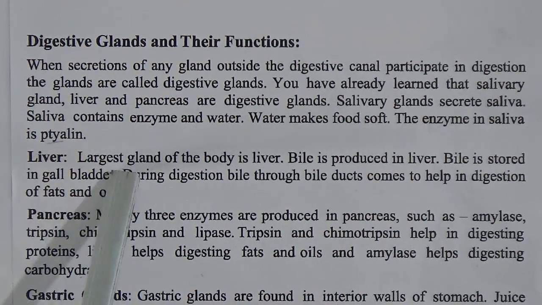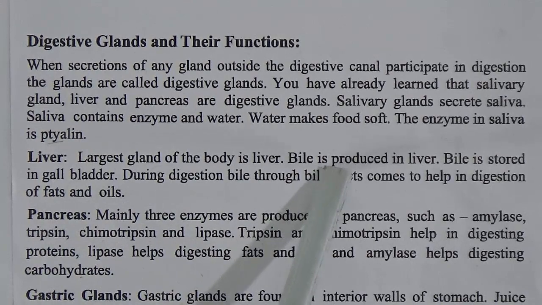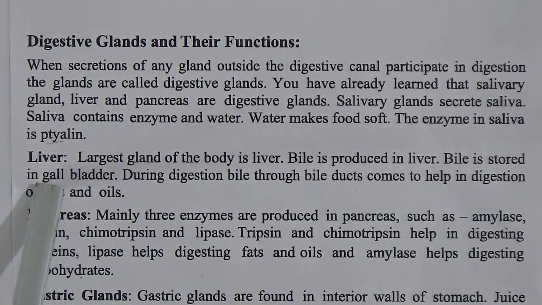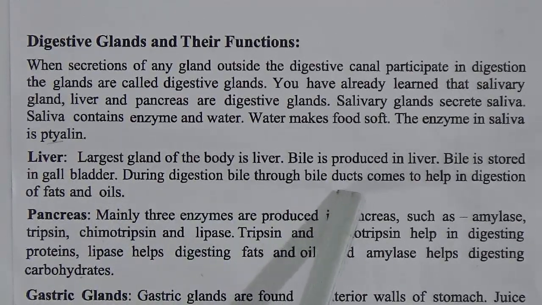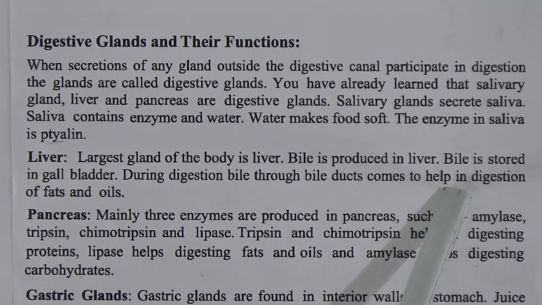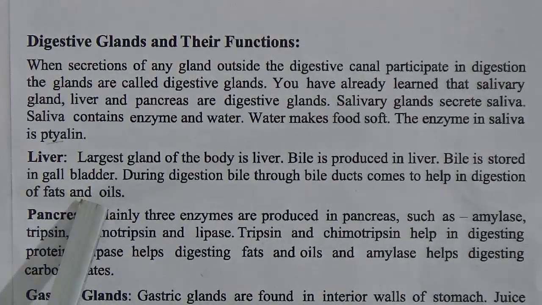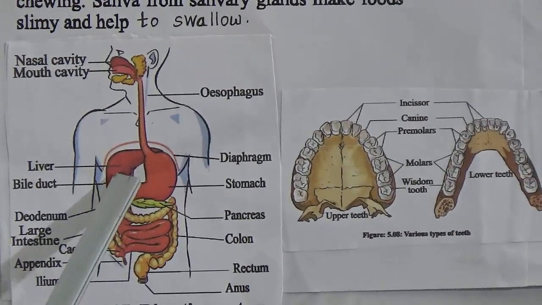Liver. The largest gland of the body is the liver. Bile is produced in the liver. Bile is stored in the gallbladder. During digestion, bile comes through the bile duct to help in digestion of fats and oil. If you can see this picture again, you can see the bile duct. This is green color here.